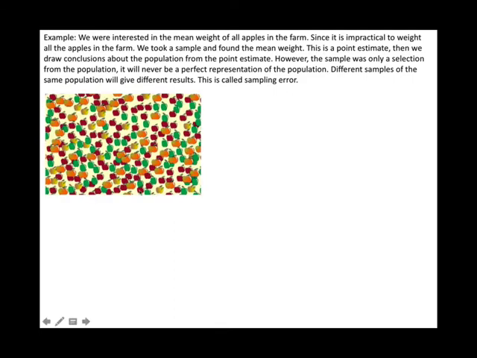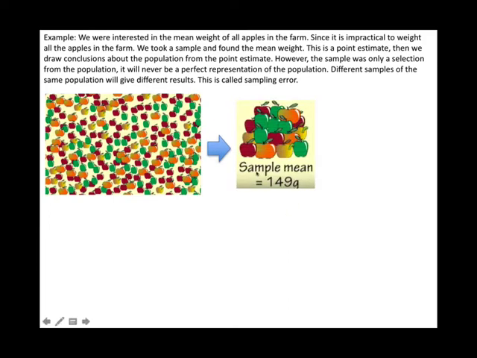Let's look at this example. We were interested in the mean weight of all apples on the farm. This is my farm, and I want to find the mean weight of all apples. Since it is impractical to weigh all the apples on the farm, we took a sample and found the mean weight. For example, I only cut this part of the apples as my sample. Then I use the formula from chapter 3 to find my sample mean, and for this sample I get a sample mean equal to 149 grams.